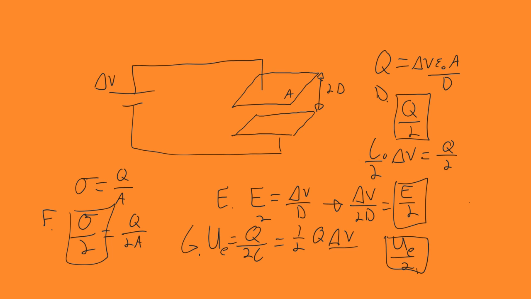All right. Next, what happens when we do the same thing, but when we separate them, we have disconnected the battery beforehand. All right, so here is our capacitor. Notice it's no longer connected to the battery. So what we did is we brought them back together, we disconnected the battery, and then we brought them apart to that distance 2D. So first off, we want to figure out what's happened to the charge on the capacitor.